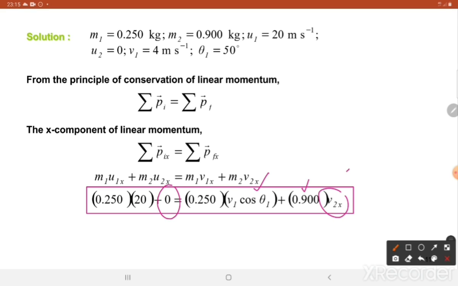So here for v2x, you do not need to expand in terms of v2 cos theta. Just maintain it in terms of v2x. If your solution is like this, you will get the value of v first. But if you expand v2x in terms of v2 cos theta like that, you will get the value of theta first as your final answer.